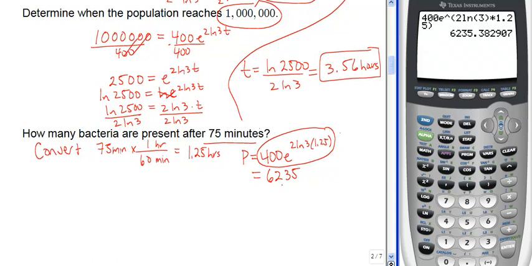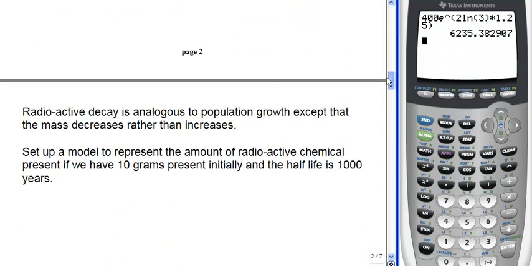And I'm going to round off to just the whole number here, because what is it that we just found? We found a population size, and so it doesn't make sense to have a fraction of a bacteria. So this is going to be a population of 6,235 bacteria. And that is consistent and makes sense compared to our last solution. It took us 3.5 hours to reach 1 million, and after just 1¼ hours, I'm up to 6,235. So estimate-wise, this looks pretty good.